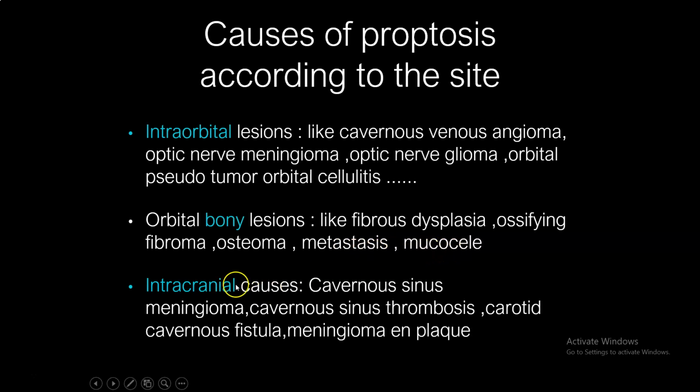Or it can be due to intracranial causes. The orbit has nothing, the bone has nothing, but we have cavernous sinus meningioma impeding the venous drainage from the ophthalmic veins. Cavernous sinus thrombosis, the same thing. Carotid cavernous fistula also engorges the ophthalmic veins, causing proptosis. And some entity called meningioma en plaque, small meningioma with hyperostotic bone, causing the orbit to protrude, the globe to protrude forwards, causing proptosis.